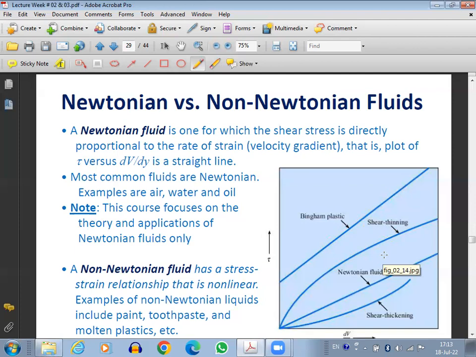Anyway, these are all non-Newtonian fluids, and we are not going to be discussing non-Newtonian fluids in this course. The whole fluids course is actually designed for Newtonian fluids. So what is a Newtonian fluid and what is a non-Newtonian fluid? By the definition, something that you should memorize. Memorize the definition of a Newtonian and non-Newtonian fluid.